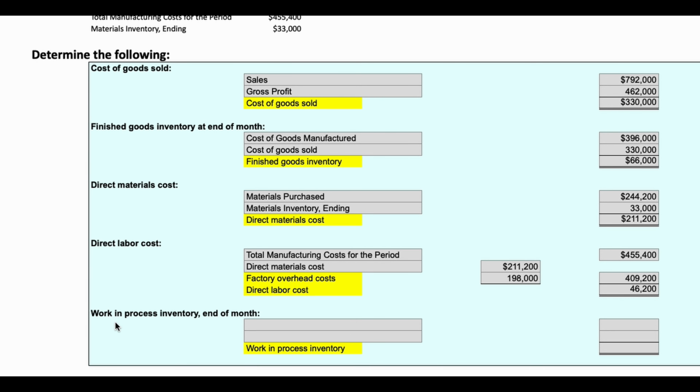And lastly, we're going to calculate the work in process inventory at the end of the month. Remember, for this business, it's our first month of operation, so there is no beginning inventory in work in process. That means that we're going to start with our total manufacturing costs for the period. This represents all of the items that went into production for this month. Then we're going to take into account the cost of goods manufactured. This represents the items that were completed and transferred into finished goods inventory during the period. For us, we're going to take the difference between those, what was put into production minus what was finished, and that will leave us with a work in process inventory of $59,400.